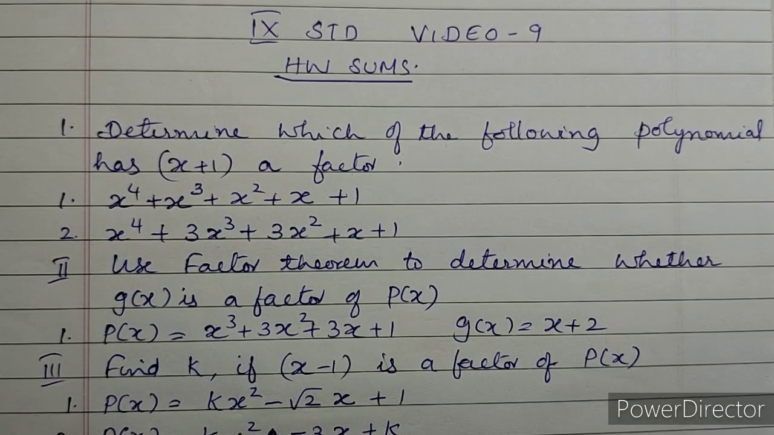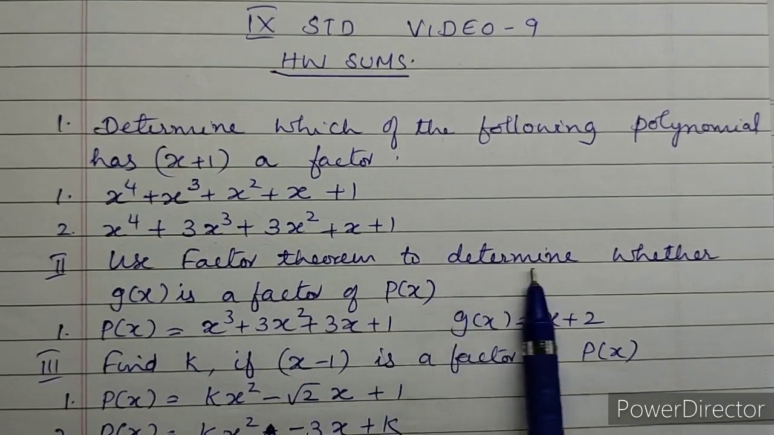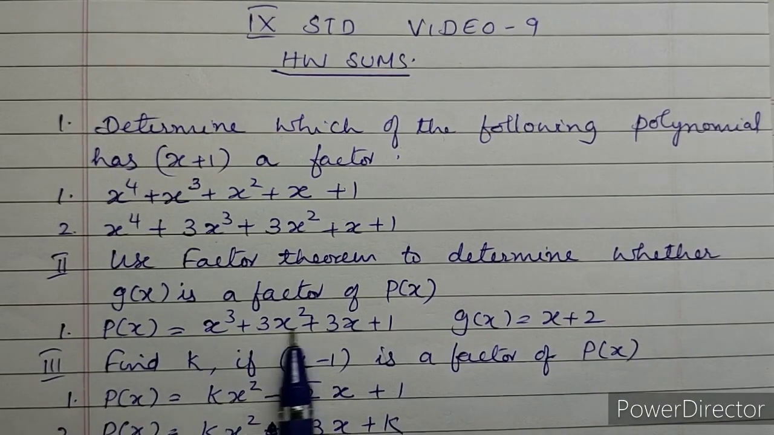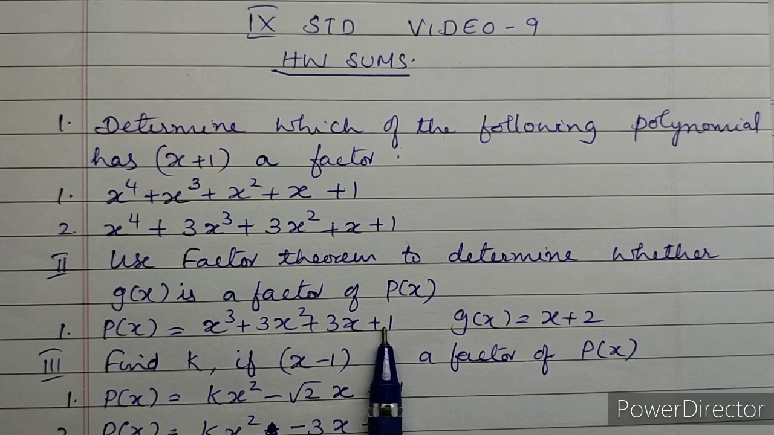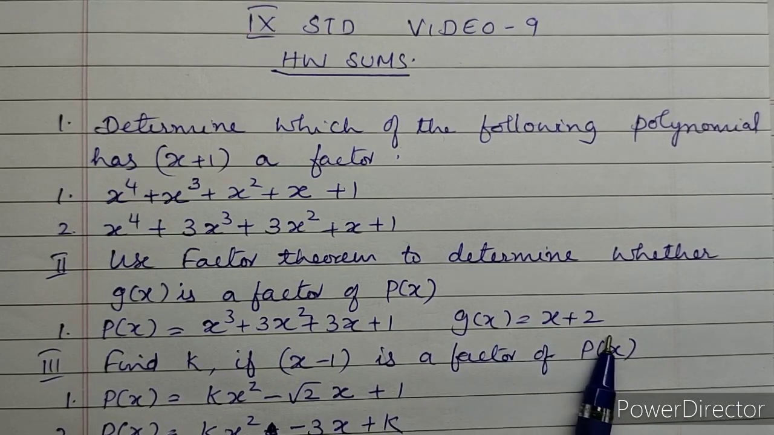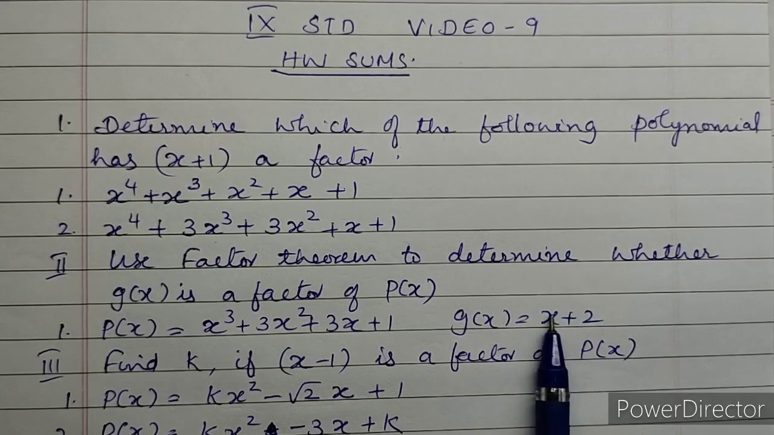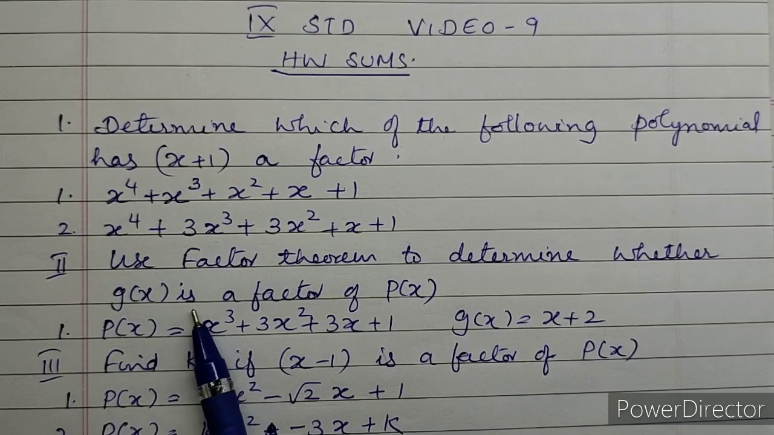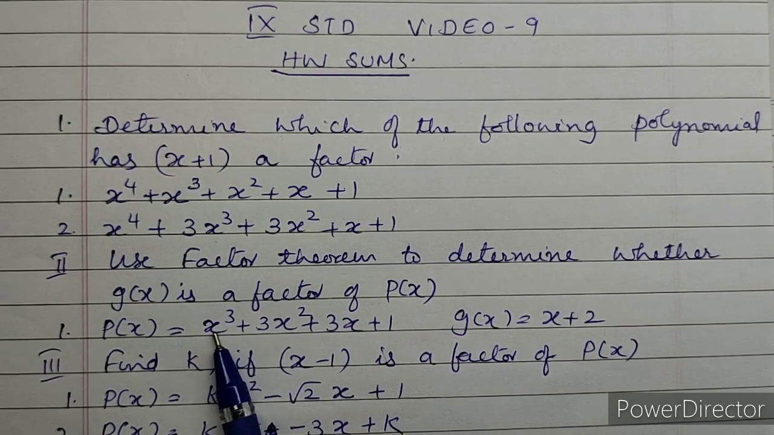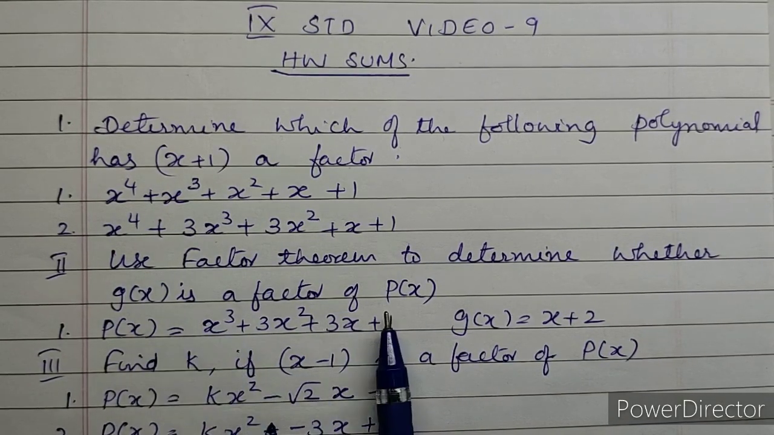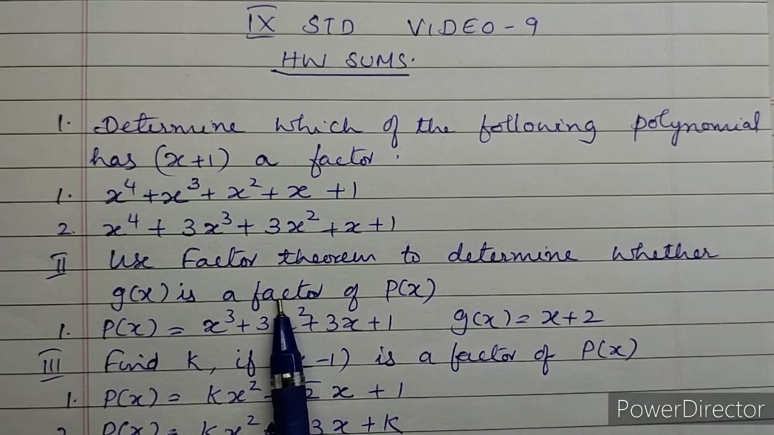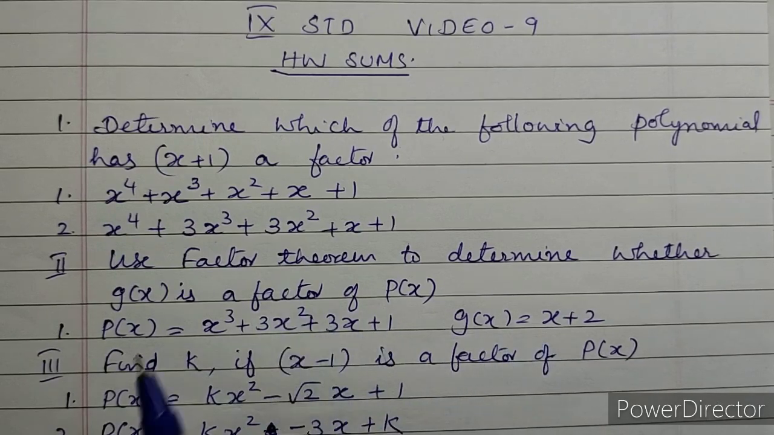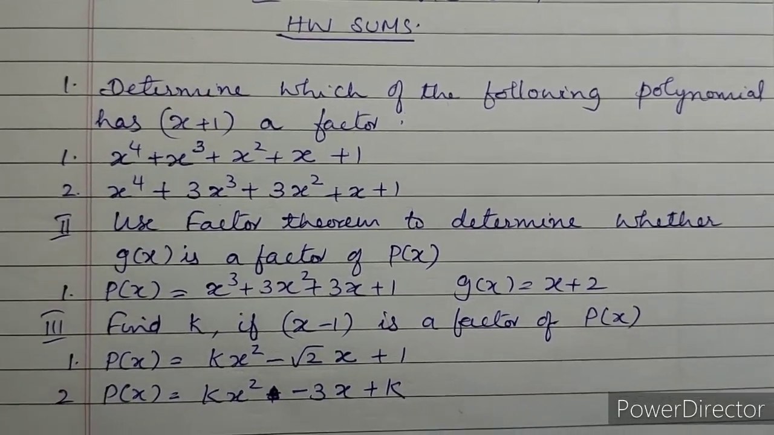Same type of one more sum. The next one: use the factor theorem to determine whether g of x is a factor of p of x. P of x is given as x cube plus 3x square plus 3x plus 1. G of x is given as x plus 2. So x plus 2 means what will be the value of x? x equals minus 2. So that minus 2 you substitute in the x variable. If you are getting 0, g of x is a factor of p of x. Other than that, if you get any other number, g of x is not a factor of p of x.